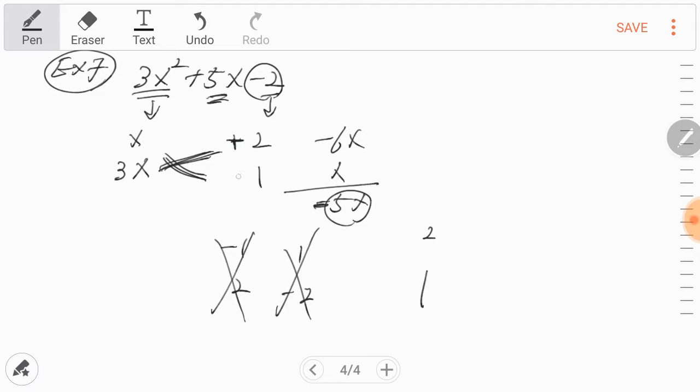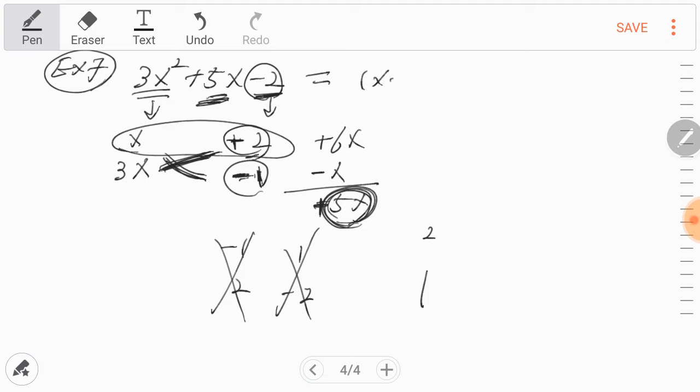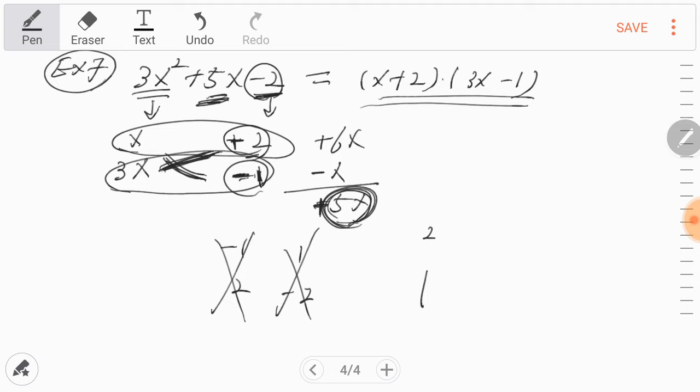So let's put the sign on the number 1. So positive 2 times negative 1 is negative 2. So this is the right pair. So 2 minus 1 is okay. Then this product is positive 6x. This one is negative x. The sum is positive 5x. So this result is the same as the term in the middle. So we found the pair. The first line is one binomial, and the second line is the other binomial factor. So we are done.